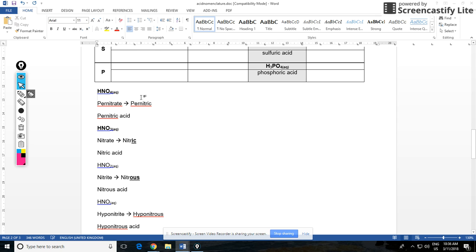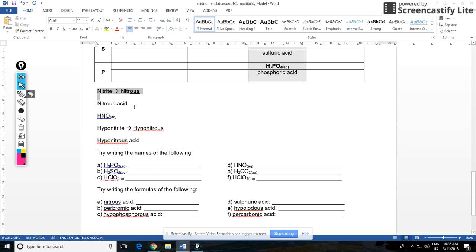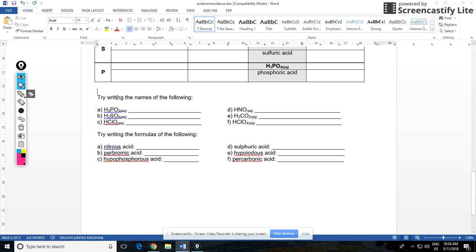So as long as you remember that you have to replace the ending ate by ic and ite by ous, these should be fairly straightforward to name. Remember not to put hydro in the front. So no hydro prefix, because here we have an oxy acid, not a binary acid. And your formula still will require the AQ next to it. So we'll try one more example, and then afterwards we'll learn how to name if you're given a formula.